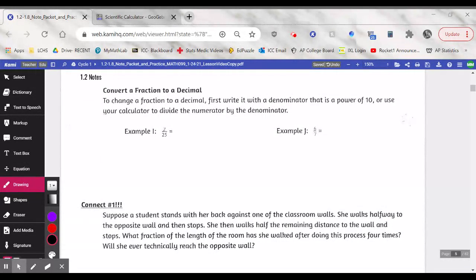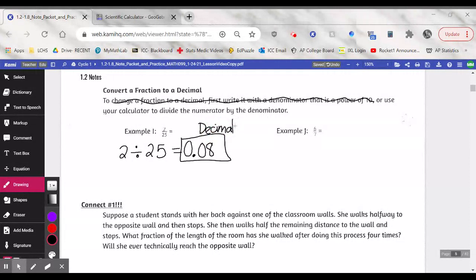Looking at converting a fraction to a decimal. For these ones, really all you need to do with this is use your calculator. So I would not even worry about this first part. Just use your calculator to divide the numerator by the denominator. So you would just do 2 divided by 25. In the calculator, that gives you 0.08. And that is a decimal.